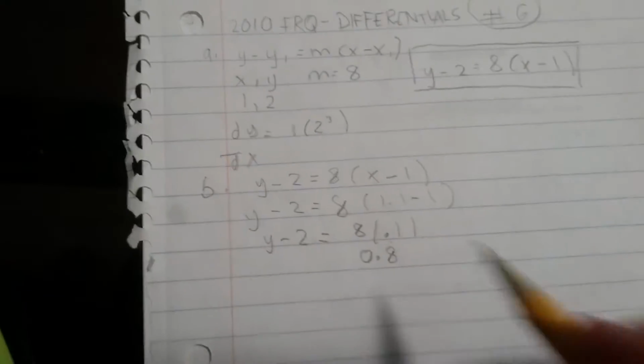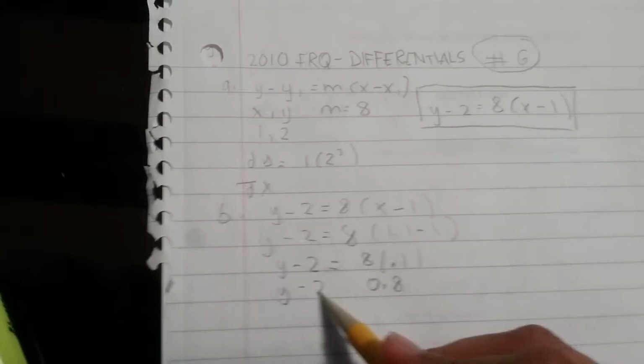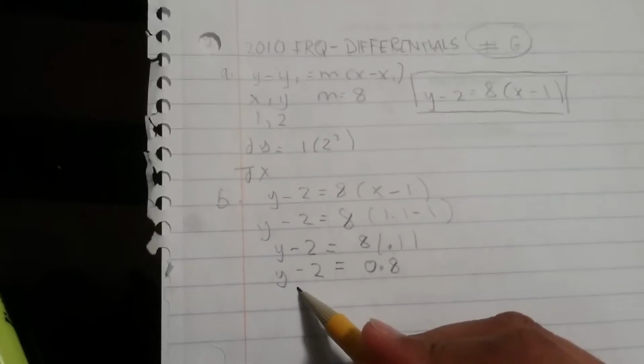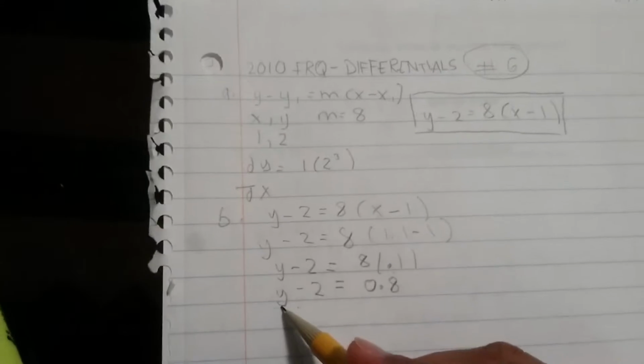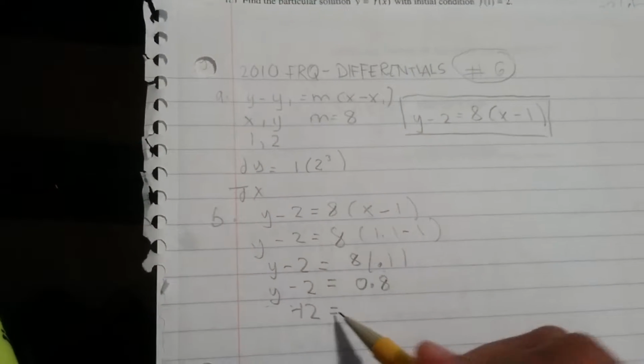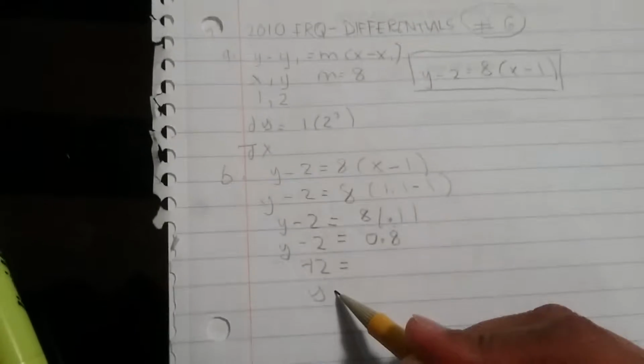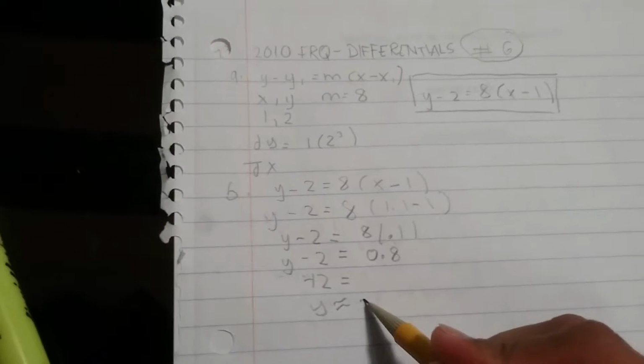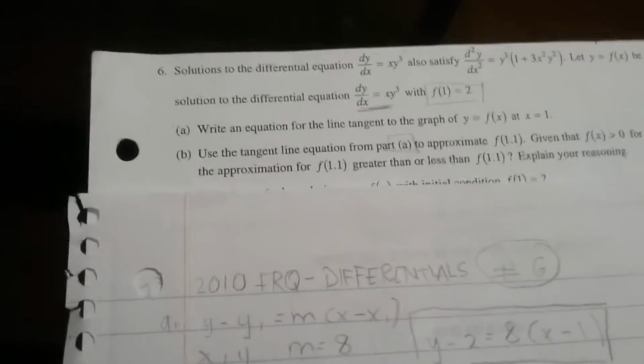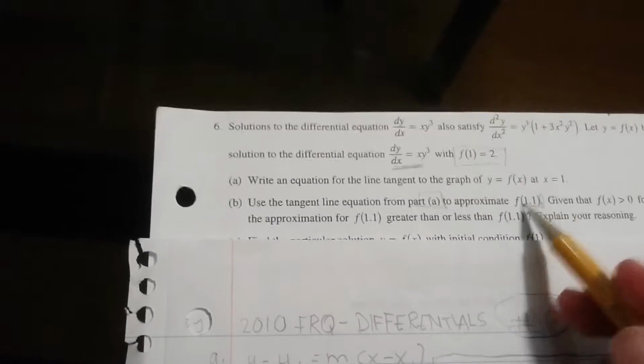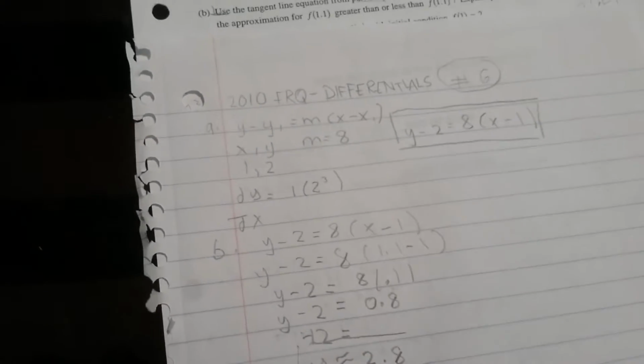And you guys can't use a calculator because it is problem number 6. Okay, so now we bring this back down. And we're trying to get rid of the negative 2 to isolate our y, so we add 2. So this gives us y approximately 2.8. This is the first part right here. That gives you some points out of the 9 points. So we want to box in our answer.